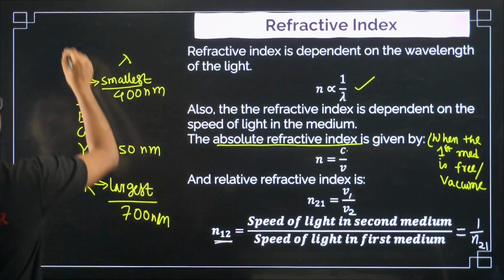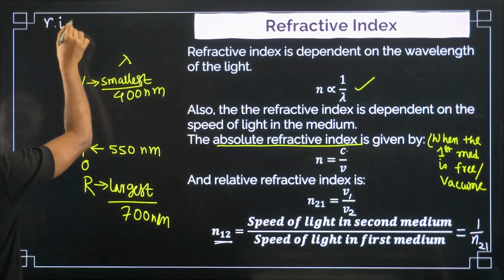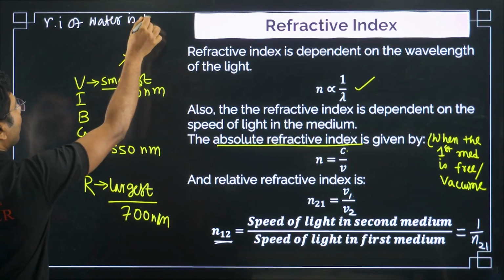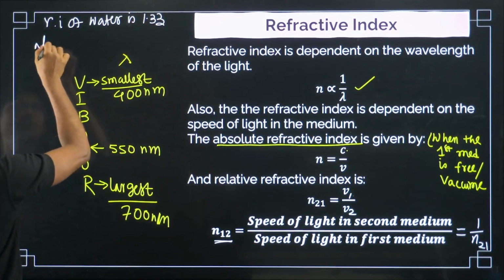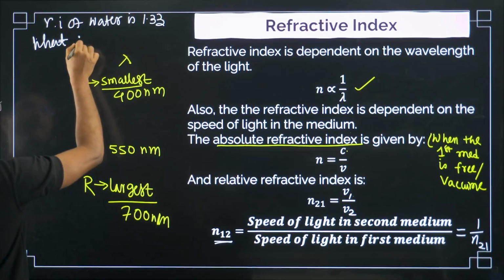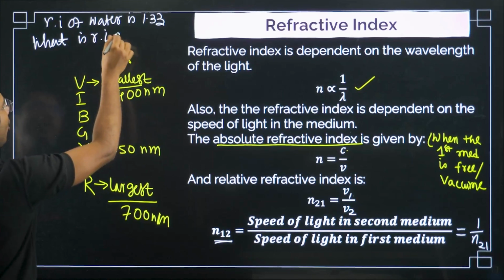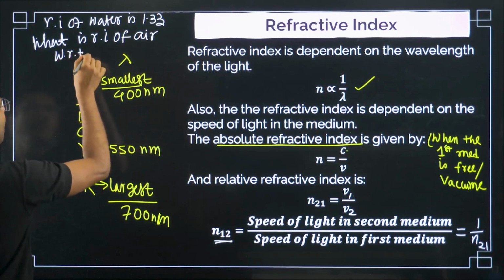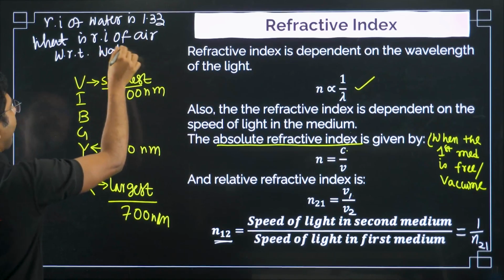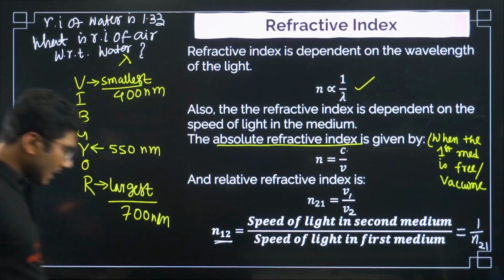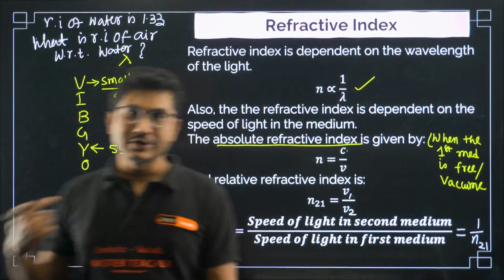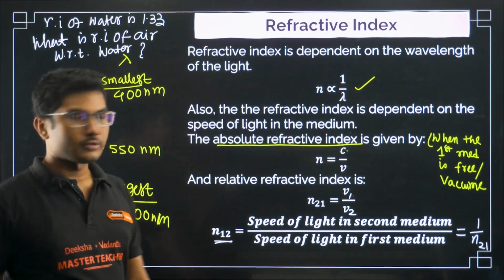You think about this question. The refractive index of water is 1.33. What is the refractive index of air with respect to water? Think about this question. I already told you the answer, so mention it in the comment below. I will check, and if you have any doubts, I will also clear that.